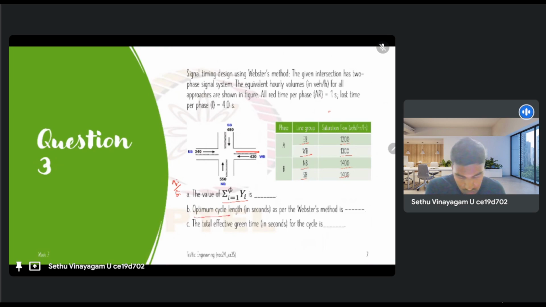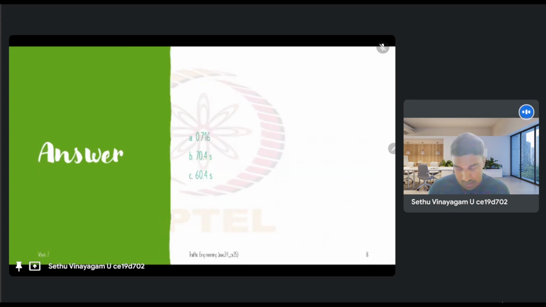Second, we have to find the optimal cycle length, because we are using Webster's method, which gives us the optimal cycle length. And third is to find the total effective green time. Once we have the cycle length, we have to estimate the effective green time in that cycle. So here are the answers: sigma YA is 0.716, the optimal cycle length is 70.4, and the effective green time for the total cycle is 60.4 seconds. So, how do we get this?